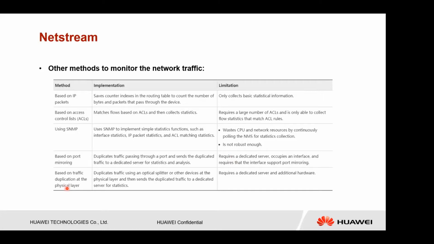And the last one is based on traffic duplication at the physical layer. We can use an optical splitter or other device at the physical layer and then send the duplicated traffic to a dedicated server for the statistics collection. However, the limitation is that we need a dedicated server and we need additional hardware. So these are some of the other methods we use, but there are some limitations with these methods.